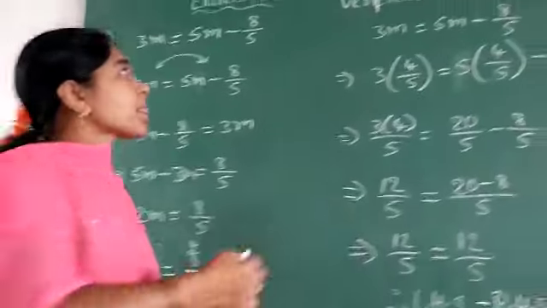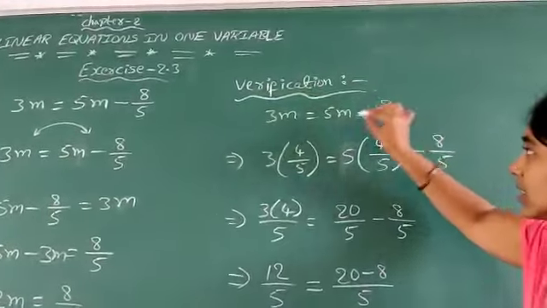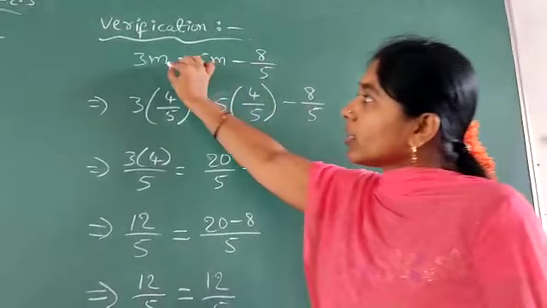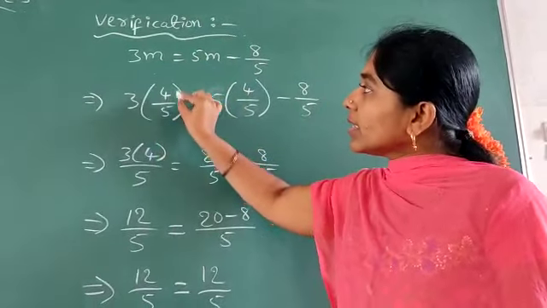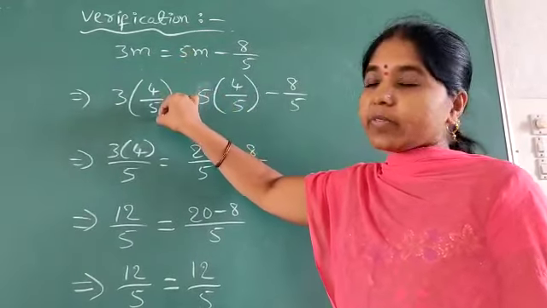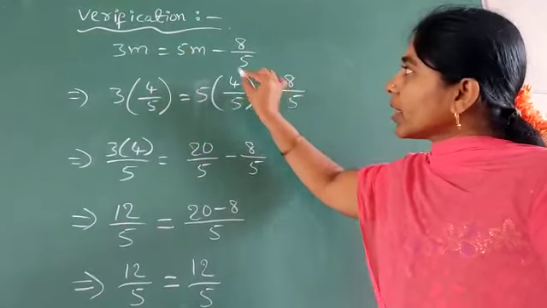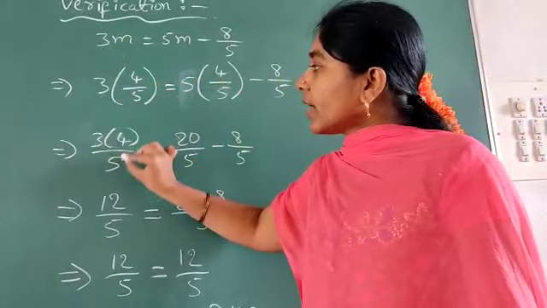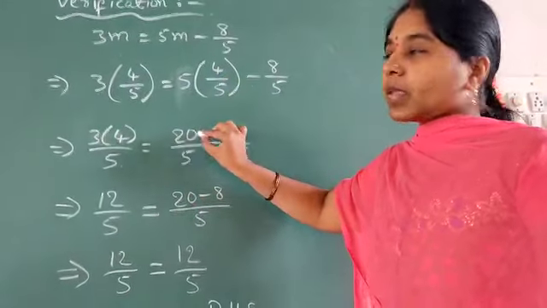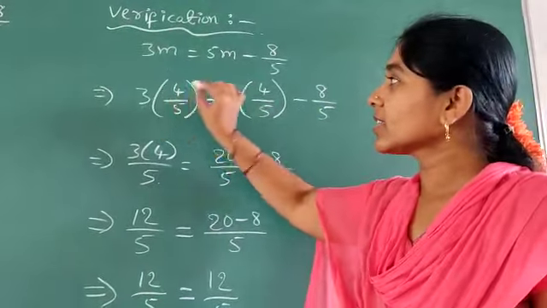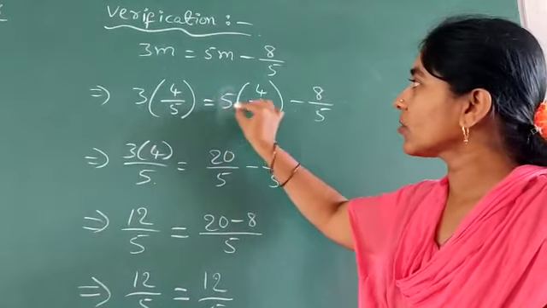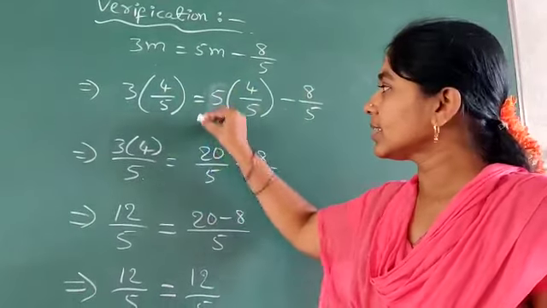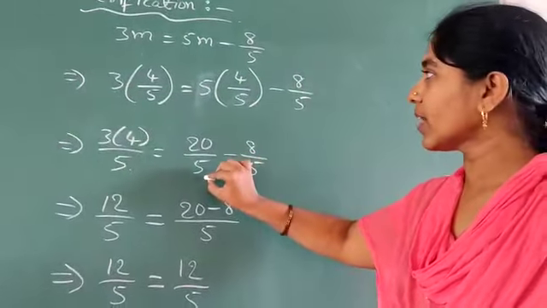Let's verify. Verification. 3m is equal to 5m minus 8 divided by 5. It is the given question. In this we are going to substitute the value. 3 into m value, 4 by 5, is equal to 5 into 4 by 5, because m value, minus 8 by 5. Okay. Once again concentrate. 3 into 4 by 5 is equal to 5 into 4 by 5 minus 8 by 5. 3 into 4 first we will write, is equal to 5 4s are 20 divided by 5 minus 8 by 5.